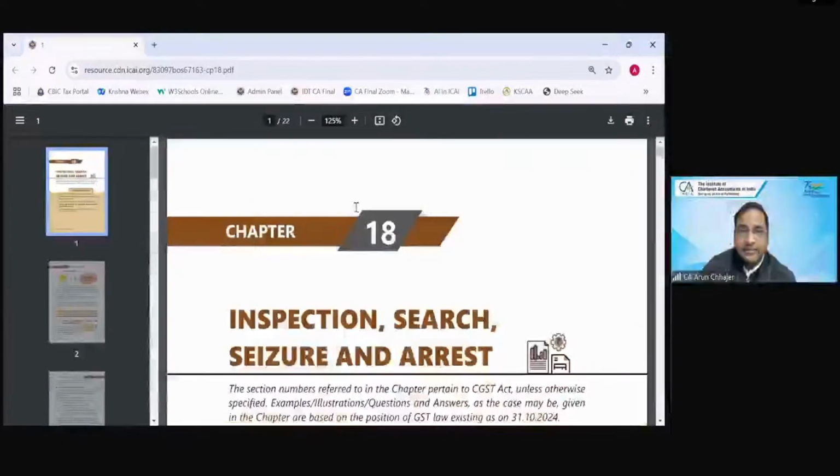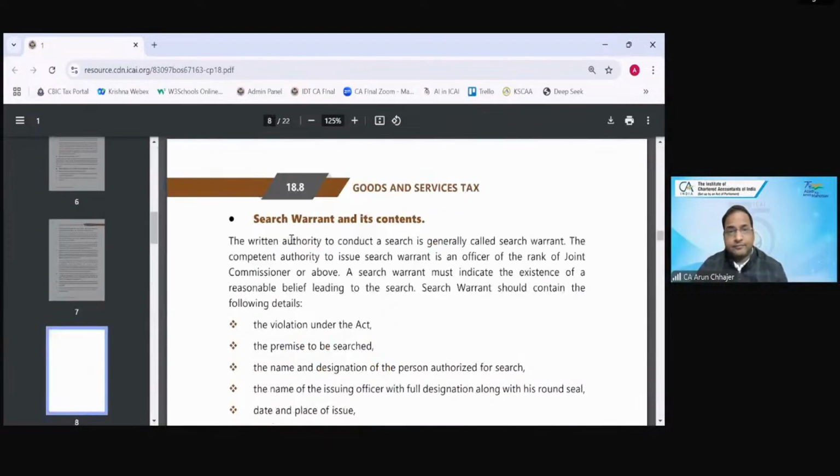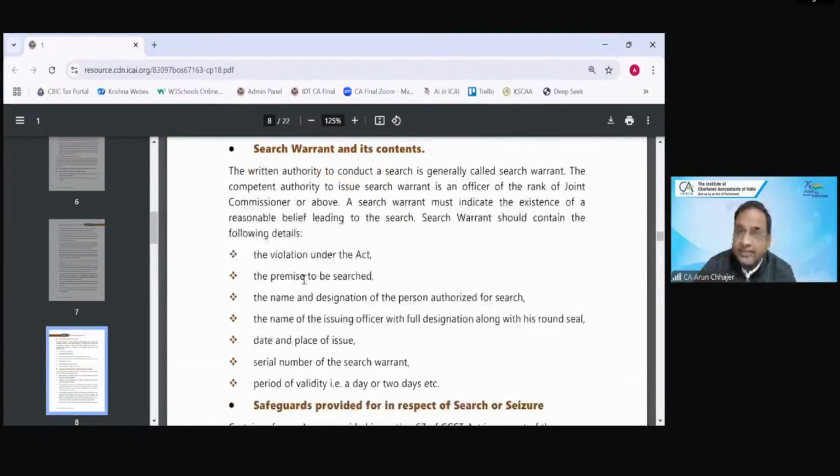The content is the search warrant and its content. The written authority to conduct the search is generally called a search warrant. The competent authority to issue the search warrant is an officer of the rank of joint commissioner or above. The search warrant must indicate the existence of reasonable belief leading to the search. It should contain the violation, premises, name and designation of the person authorized for search, name of the issuing officer, date and place, serial number of the search warrant, and period of validity, that is a day or two, etc.